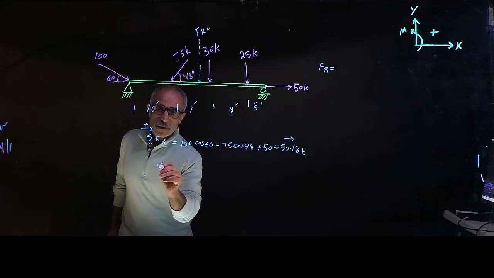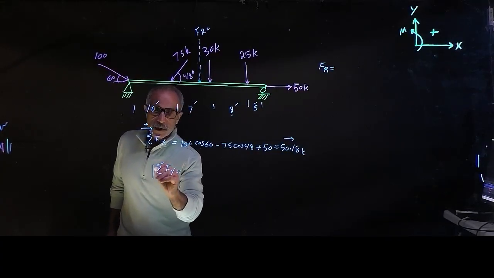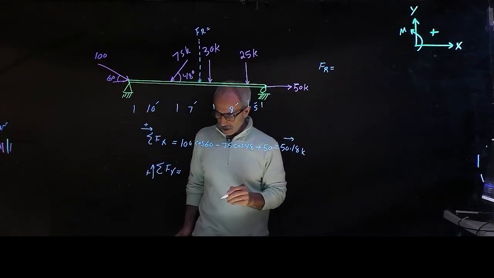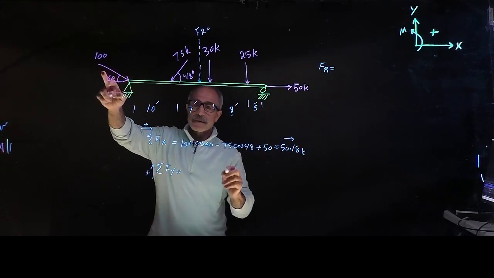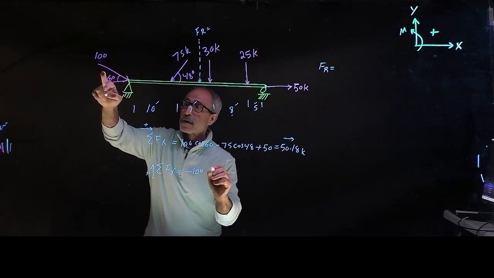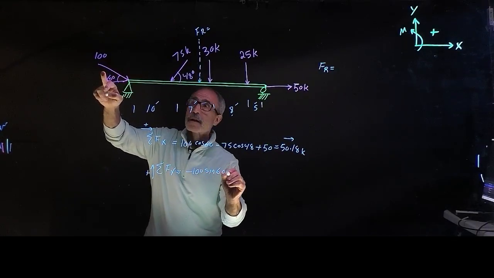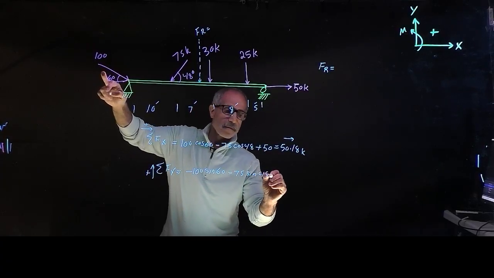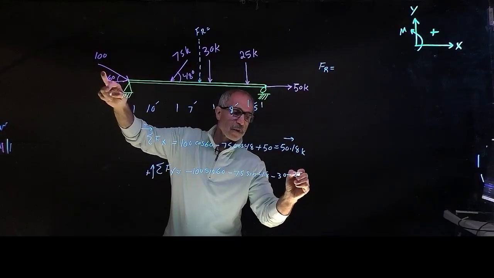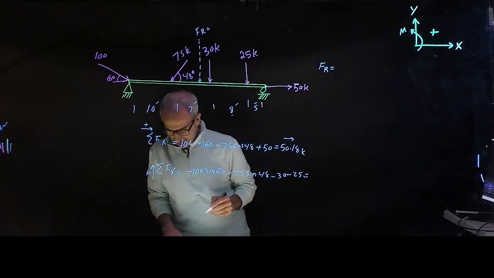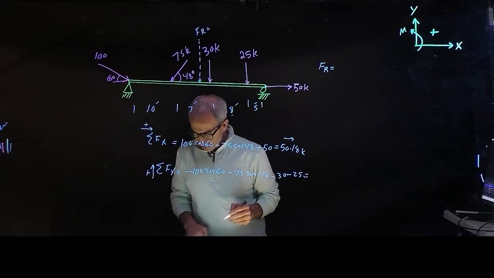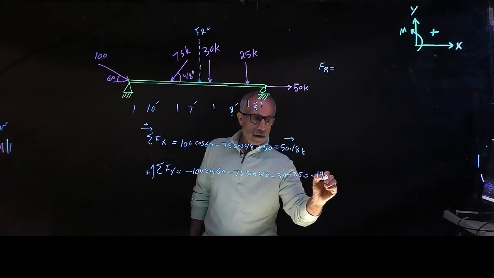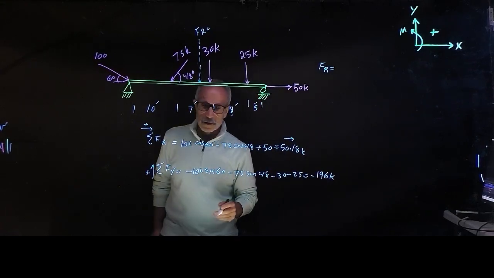And summation of f of y, going up is positive, starting from here, is minus 100 sine 60 minus 75 sine 48 minus 30 minus 25. And I got 196.